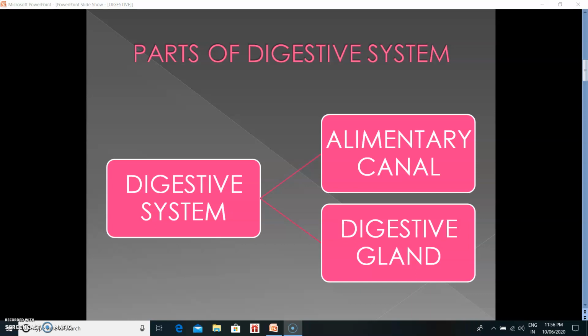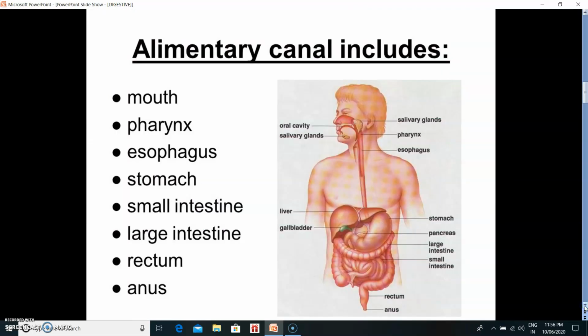Now, we have to study in this chapter about the digestive system. The digestive system in your body performs all the functions that are related to food, that is ingestion, digestion, absorption, assimilation and egestion. But the digestive system itself is divided into two parts. First one is your alimentary canal and second one is your digestive gland. Again I repeat, first one is your alimentary canal and second one is your digestive gland.